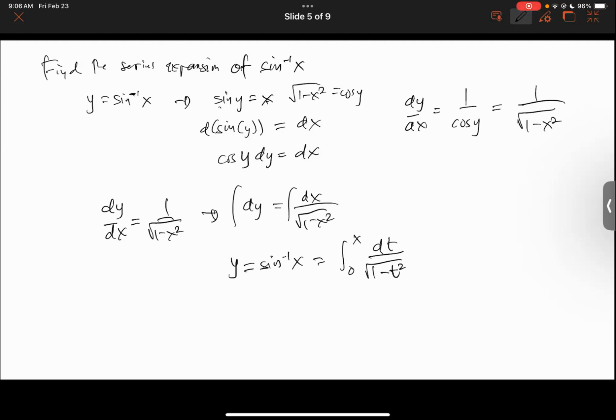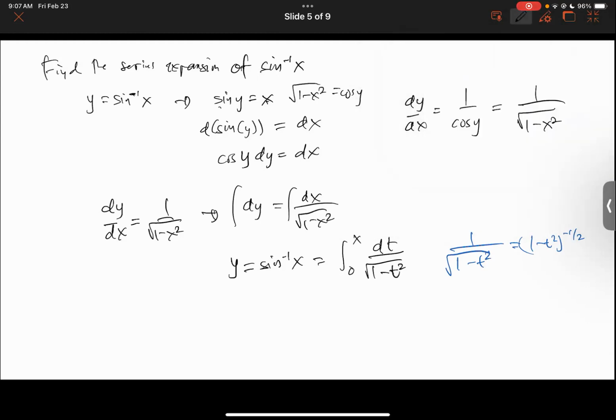So what is the application of the binomial expansion here? We apply the binomial expansion to 1 minus t squared raised to the 1/2 root, or 1 minus t squared raised to the minus 1/2.